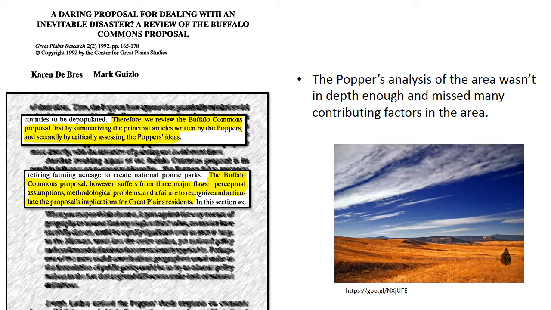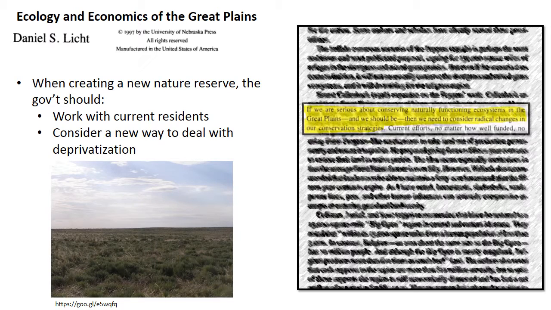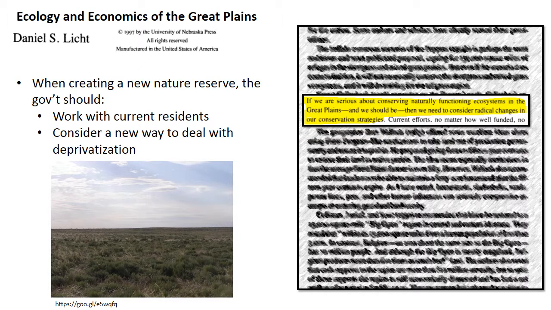I will try to mend this in my GIS analysis of restoration in the Great Plains. Still, the idea of restoring portions of the Great Plains has only become more frequently brought up over the years. And according to this article by Daniel S. Leaked, if we are serious about conserving naturally functioning ecosystems in the Great Plains, and we should be, then we need to consider radical changes in our conservation strategies. When creating a new nature reserve, the government should work with the farmers, aka the current residents. This was one of the biggest criticisms of the Poppers' initial approach. The government should also possibly consider a new way to deal with failing farms.